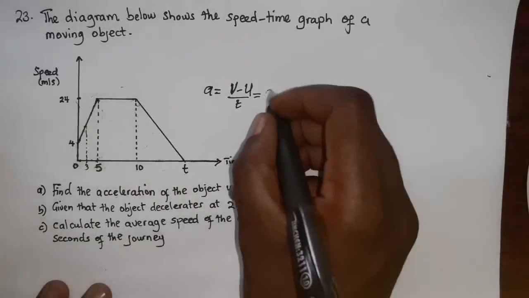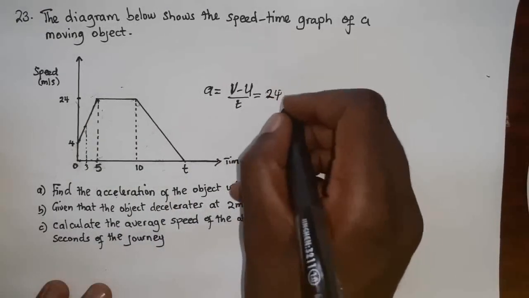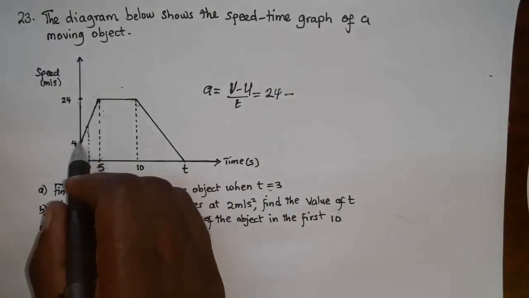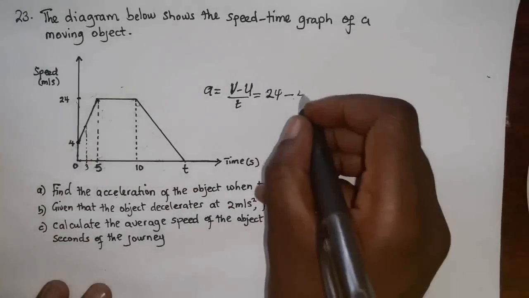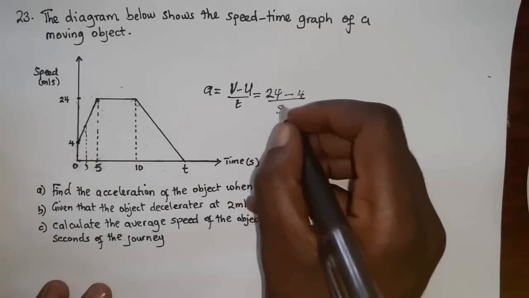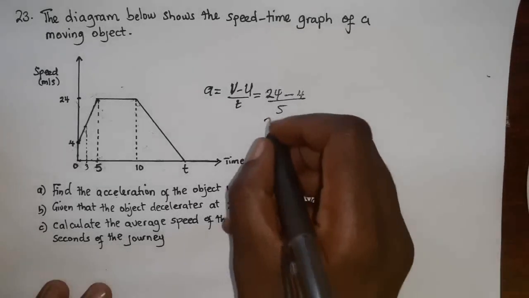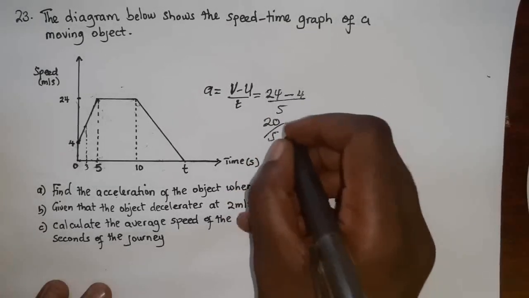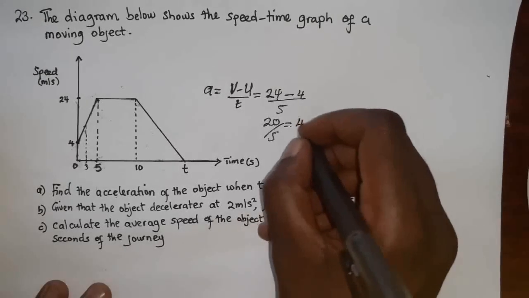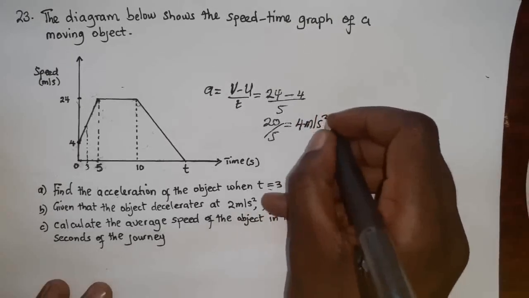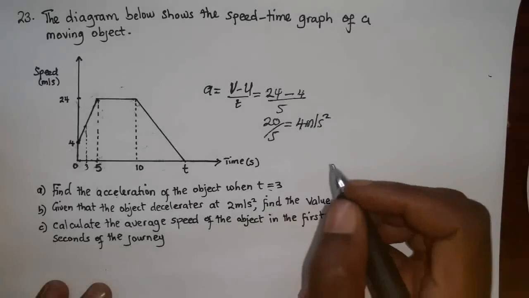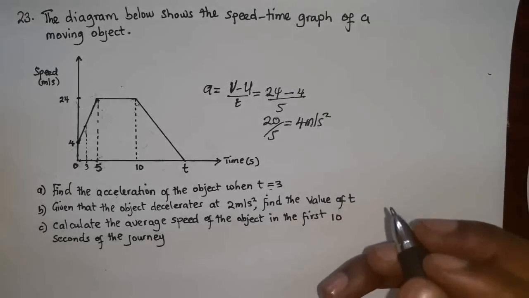So the final is 24 minus the initial, where it started from here, which is 4, over the time, which is 5. So this is going to give us 20 over 5. When you divide, this is what is going to be our acceleration here.